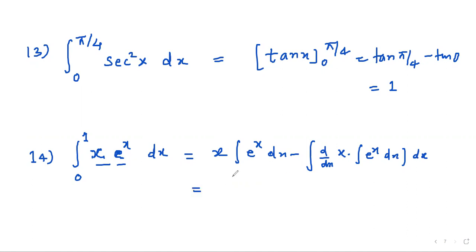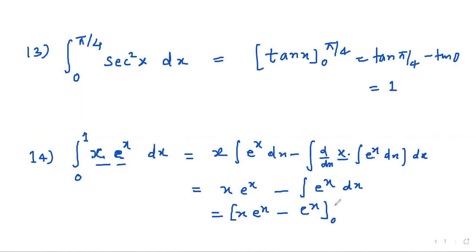First we will integrate it. So x e power x minus, this will become e power x, differentiation of x is 1, so e power x dx. So finally we will get x e power x minus e power x, and then we put the limits 0 to 1. So let's write the limits separately. x e power x, limits 0 to 1, minus e power x, 0 to 1.